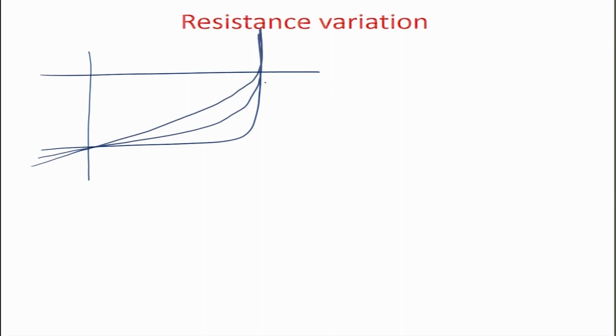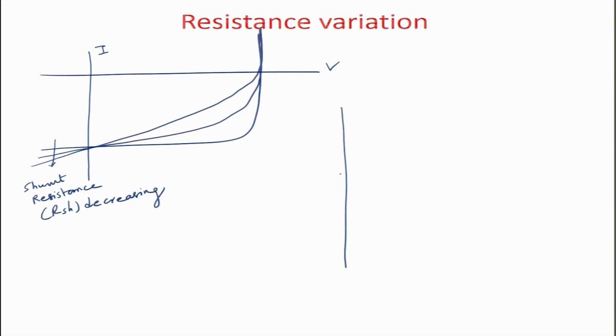So, no change in series resistance, but you have change in the shunt resistance. So, this is shunt resistance RSH decreasing, because here the slope is increasing, all right. So, this is the effect of it. Together, generally you will see both: series resistance is never equal to 0, shunt resistance is never equal to infinity.